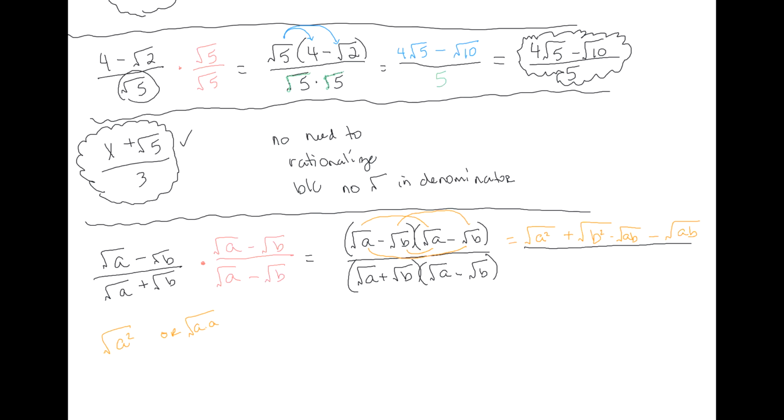And on the bottom, I have square root of A times square root of A, square root of A squared. Square root of B times minus square root of B, minus square root of B squared. Square root of B times square root of A, the square root of AB. Square root of A times minus square root of B is minus the square root of AB.